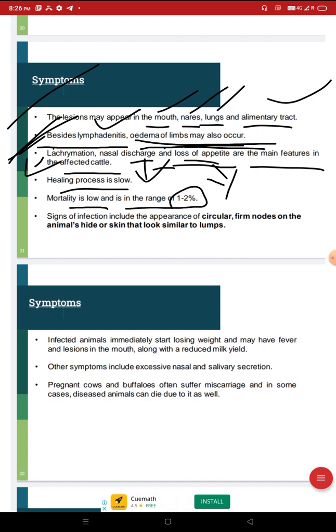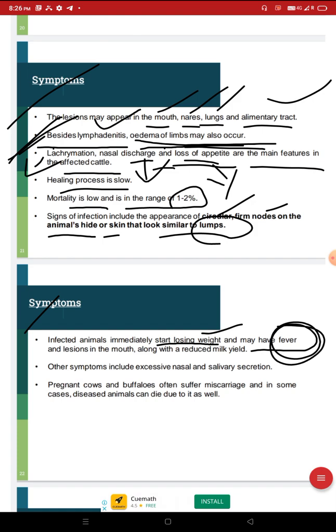Signs of infection include the appearance of circular firm nodes on the animal's hide or skin that look similar to lumps. Symptoms: infected animals immediately start losing weight. You have to remember this, they start losing weight and may have fever. These are the important symptoms. They may have fever and lesions in the mouth along with a reduced milk yield. If it is a lactating animal, the milk yield will be reduced.